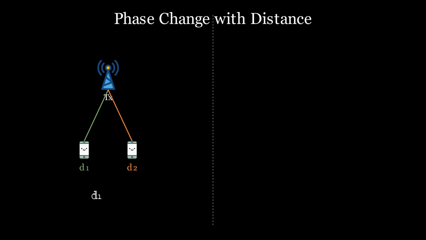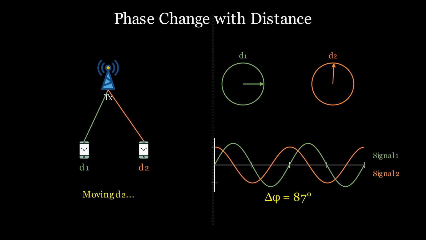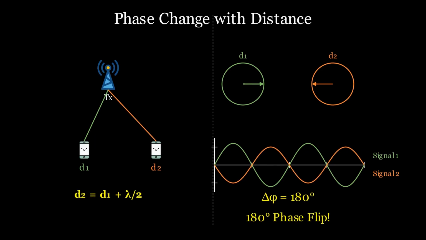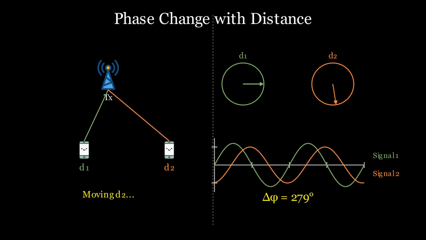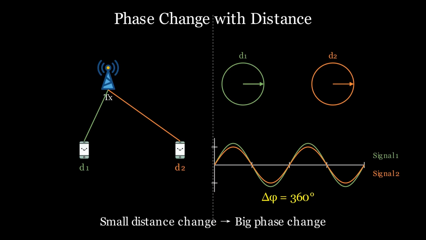Here's something critical. When a signal travels, its phase changes. In the given scenario, initially both the signals are in the same phase. Now, as the second receiver moves and signal 2 travels an extra λ/4 distance, the phase changes by 90 degrees. And as we keep on increasing the distance, at λ/2, the phase equals 180 degrees, and the phasor completely flips. The phasor gets back to its original state after a total length of λ from the initial position. These observations show how even small distances cause big phase changes.